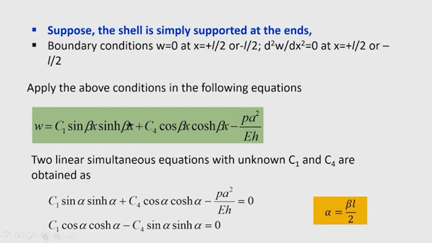Considering this condition, we have to obtain the second derivative of this equation, and after substituting x is equal to L by 2, we get C 1 cos alpha cos hyperbolic alpha minus C 4 sin alpha sin hyperbolic alpha equal to 0. Because of differentiation, this particular integral term, that is a constant here, will disappear. So, you are getting the term containing C 1 and C 4. This equation can be solved because it contains two unknown quantities C 1 and C 4, and the other quantities are known. So, we can solve two simultaneous equations with two unknowns.